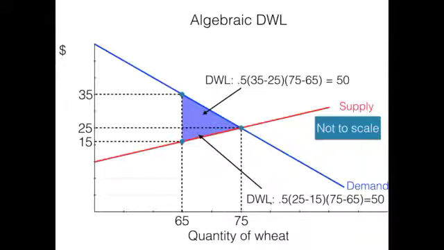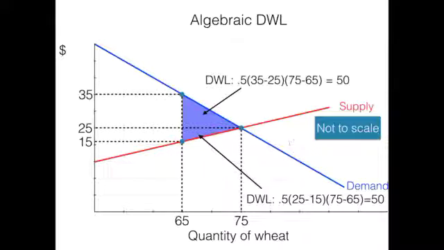We do the same exact thing for the deadweight loss that used to be producer surplus. So we have 0.5 multiplied by 25 minus 15, giving us that distance. Again, please note that this is not to scale. And then we have 75 minus 65, giving that distance here, and that gives us 50.